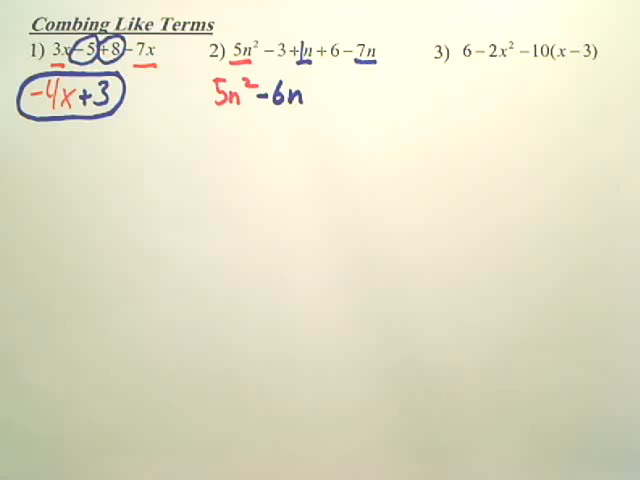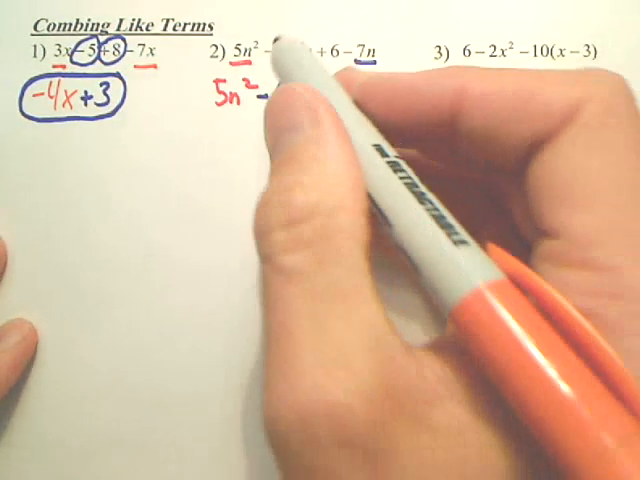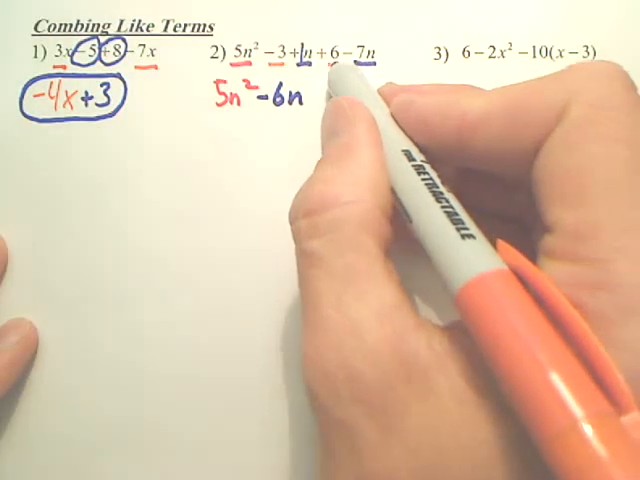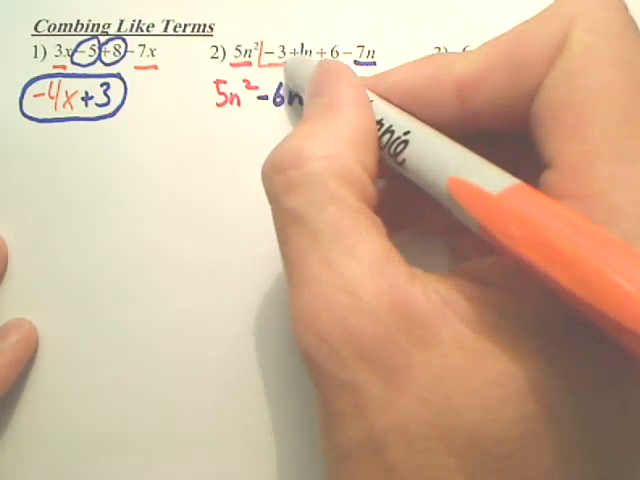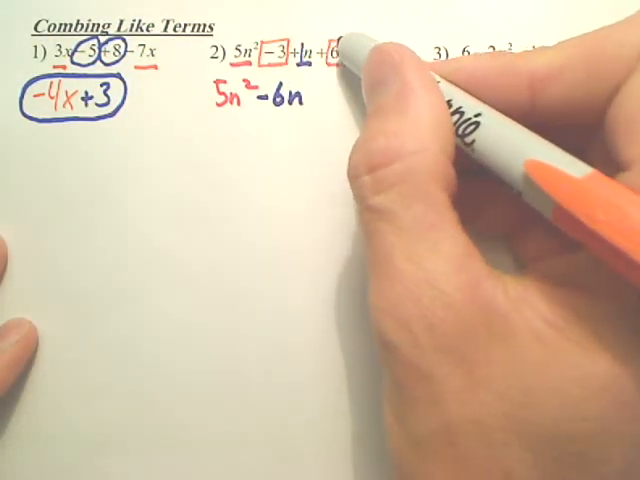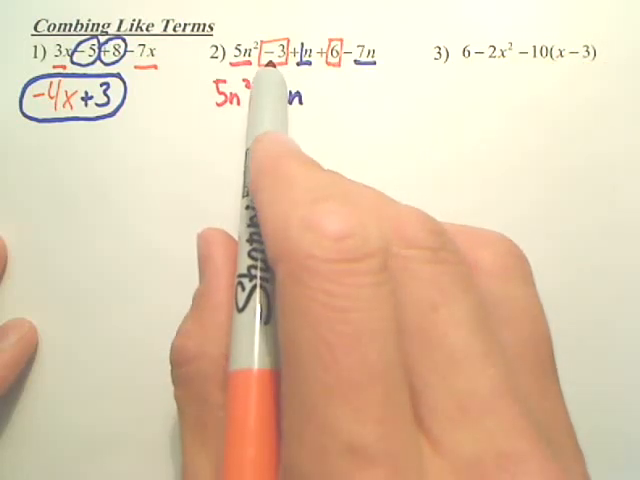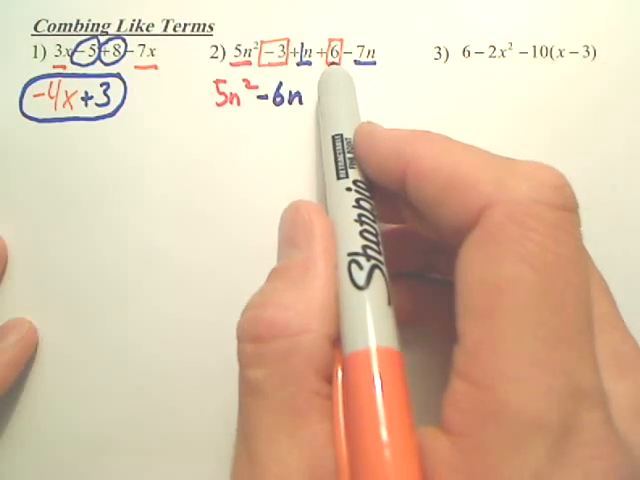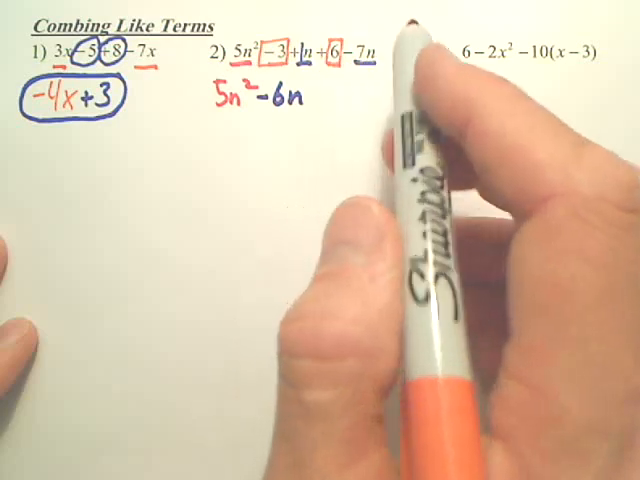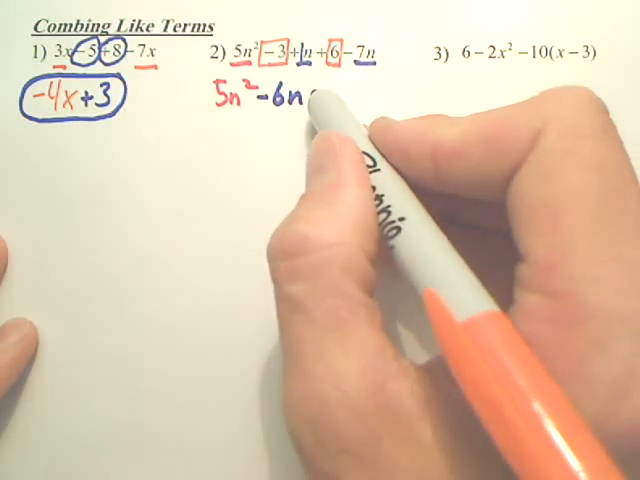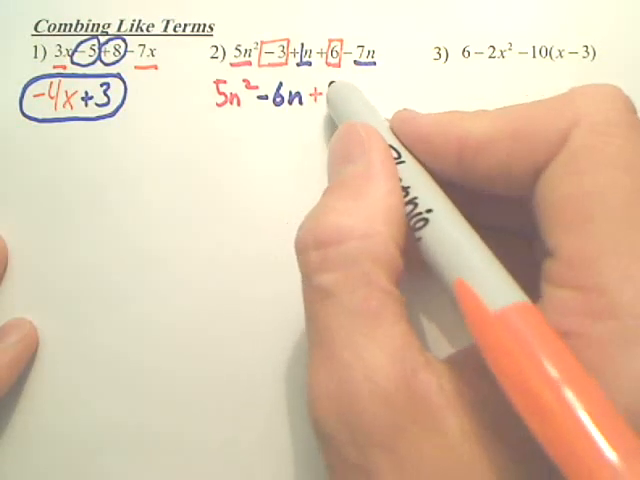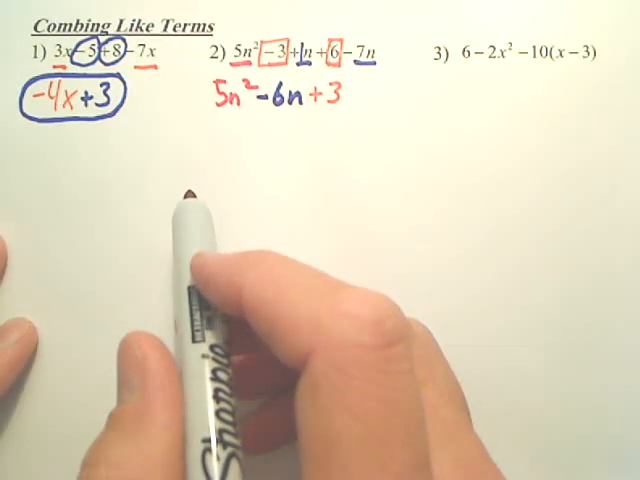Lastly, the numbers. I'm lastly going to take care of these numbers. Okay? I have a negative 3 and a positive 6. Negative 3 and positive 6 would give me a positive 3 left over.